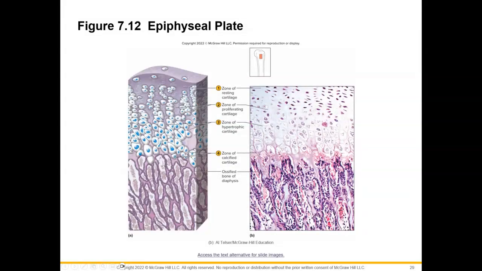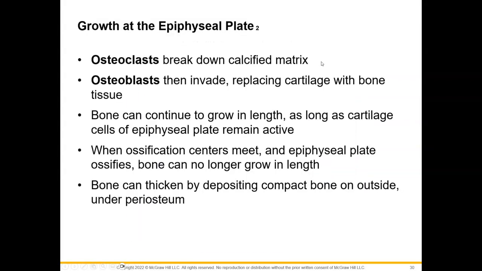Okay, this cross section shows where you have these different zones. And these are the epiphyseal plates. Here's an actual microscopic slide showing those areas. They're pretty distinct. Again, this is happening up at the epiphysis. That's where lengthening occurs of those long bones.